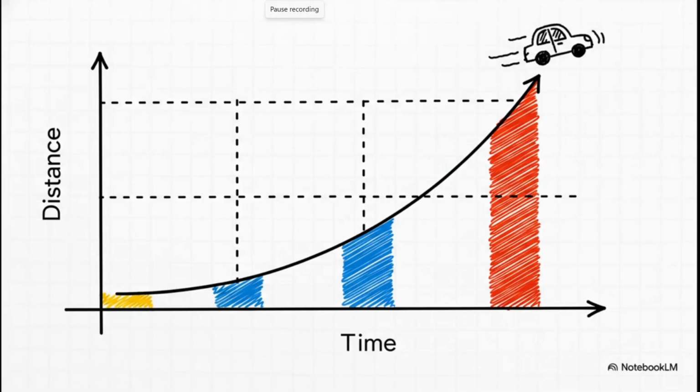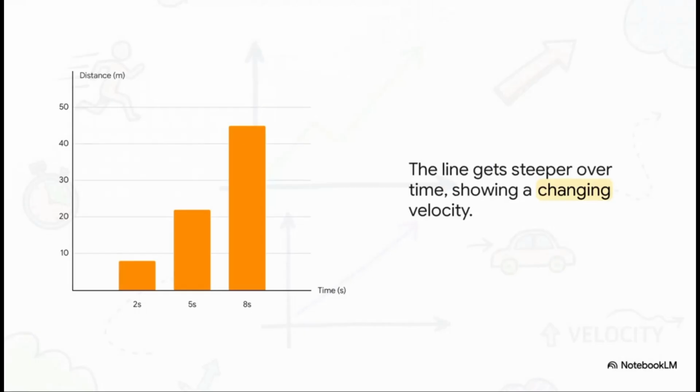See, when that line on the graph isn't straight anymore, when it starts to curve up like this, that's a huge clue. It's telling you the object is covering more ground with each passing second, or, in other words, it's speeding up. It's accelerating. The velocity isn't constant anymore. It's changing. Just look at this readout here.